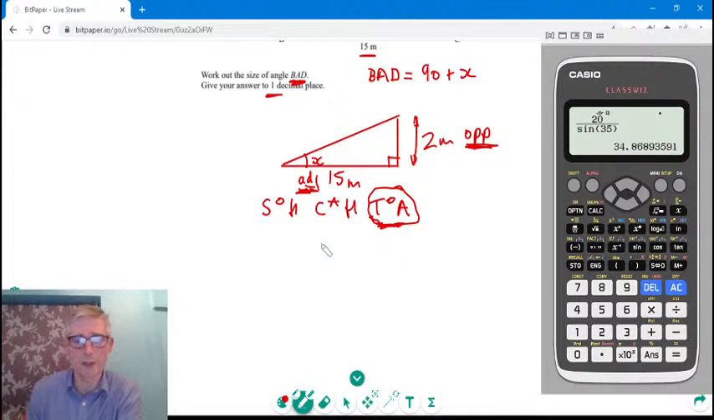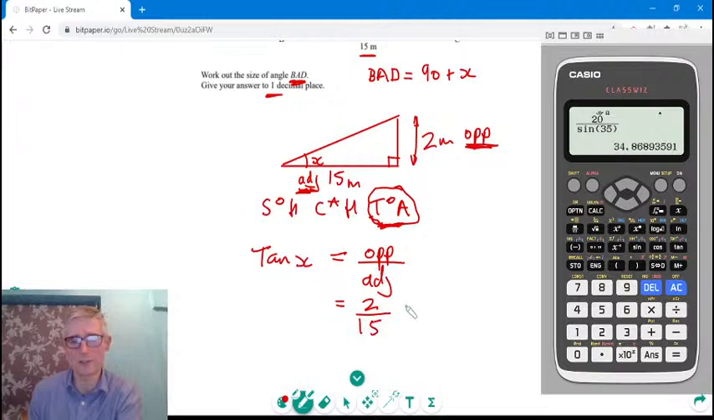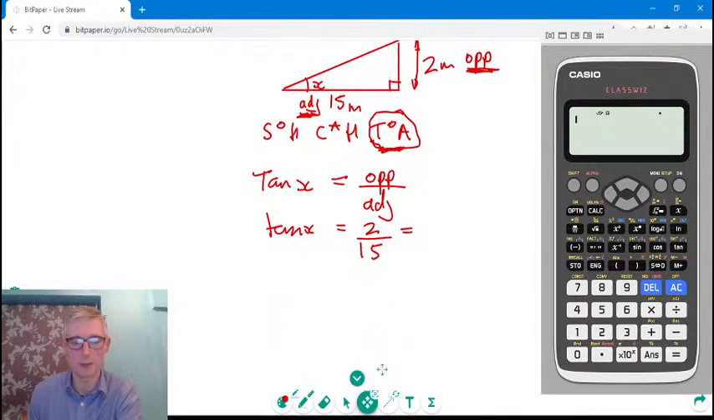So what I'm going to do then is just set up my equation. I'm going to say that tan x equals, well, we can see that the opposite is 2 and the adjacent is 15. So let me just get the calculator up to work that out. So that's tan x, and we need x, so that's going to be the inverse tan, which is shown by the tan minus 1 of the fraction that we found there.